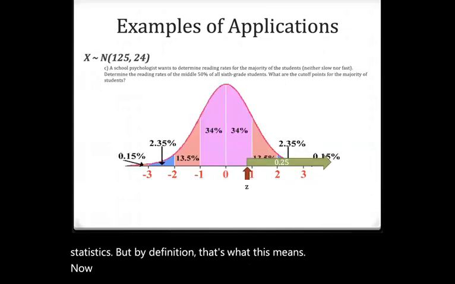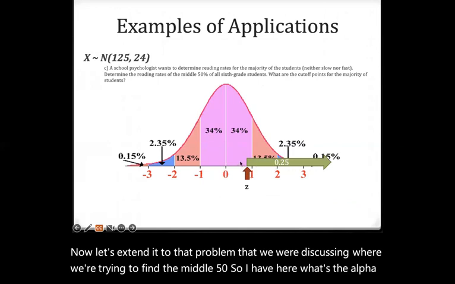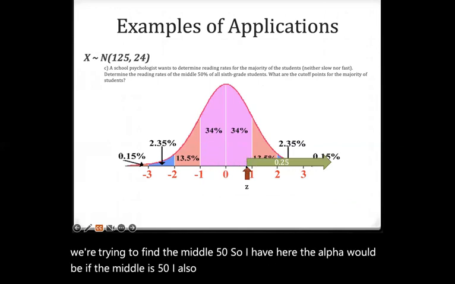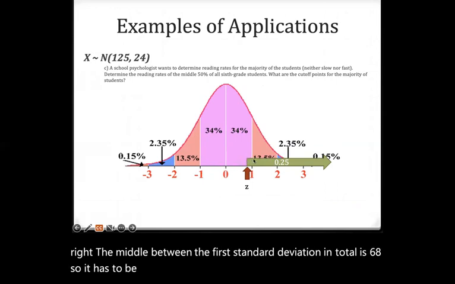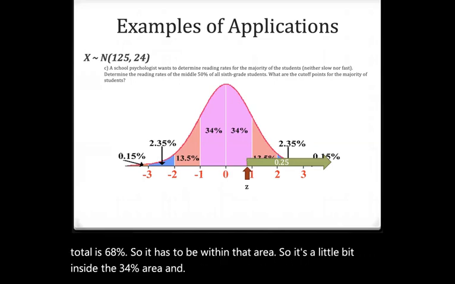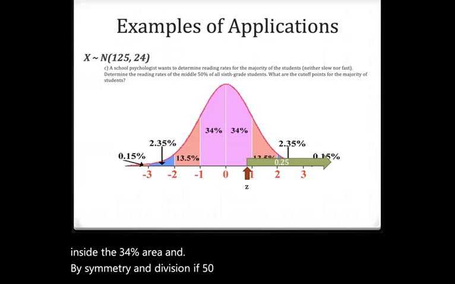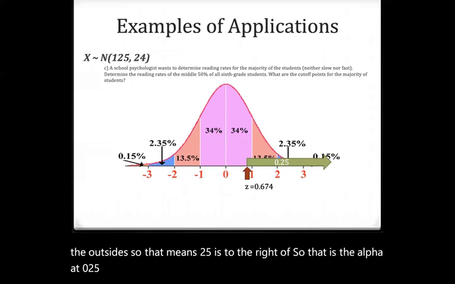Now let's extend it to that problem that we were discussing, where we're trying to find the middle 50%. So I have here what Z alpha would be. If the middle is 50%, I also know roughly where it would start, right? The middle between the first standard deviation in total is 68%, so it has to be within that area. So it's a little bit inside the 34% area. And by symmetry and division, if 50% is in the middle, that means 50% is on the outsides. So that means 25% is to the right of Z. So that is the Z alpha at 0.25, and that would equal 0.674.